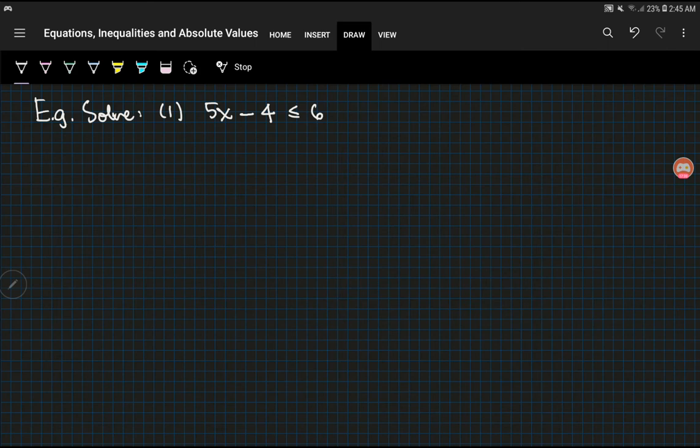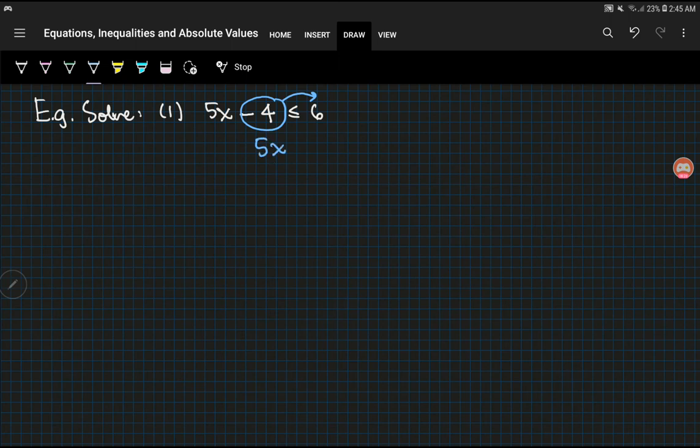the strategy we can use is we leave only the terms that have the unknown x on one side. If that side has terms other than the unknown, we move those terms to the other side. For example, on the left hand side, we have 5x, which is the unknown, and a negative 4. So we want to make sure that only 5x is left on the left hand side. So what we can do is we move negative 4 to the right.